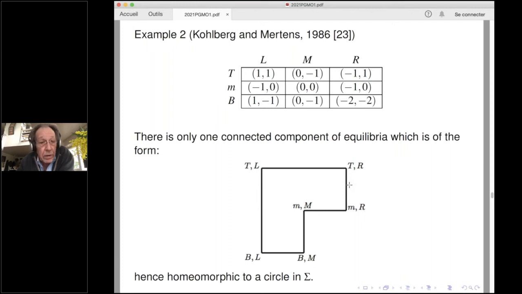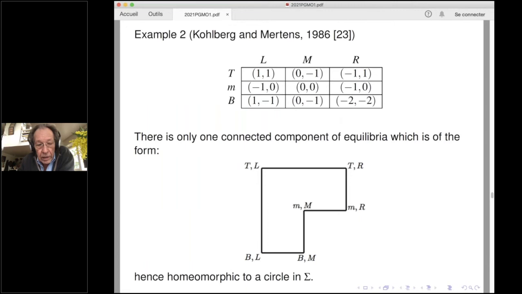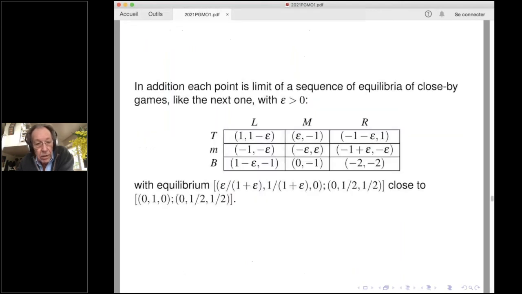Okay. So, for example, if you take this equilibrium in the previous game, then it will be the only equilibrium of this game, which is a perturbation of the previous game. So it means that all these points here in this game are basically essential. You cannot drop any of them, and you have to keep all the circle.